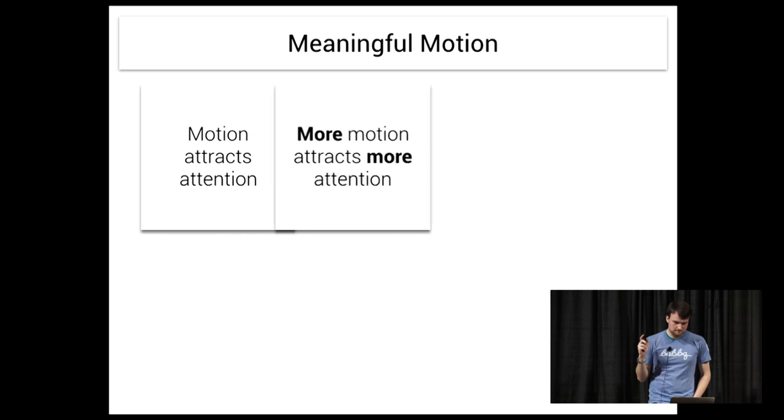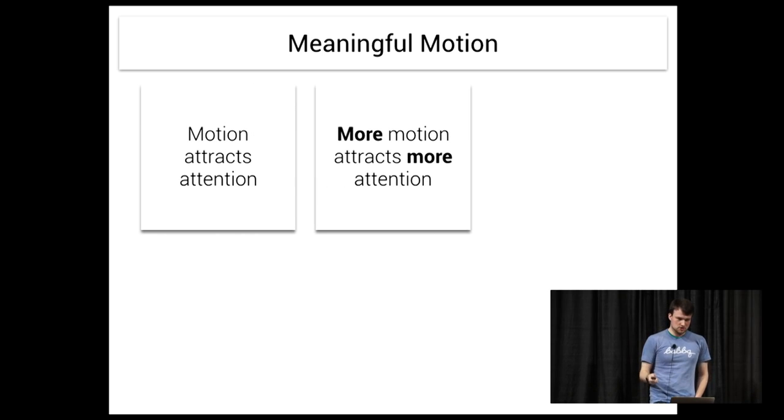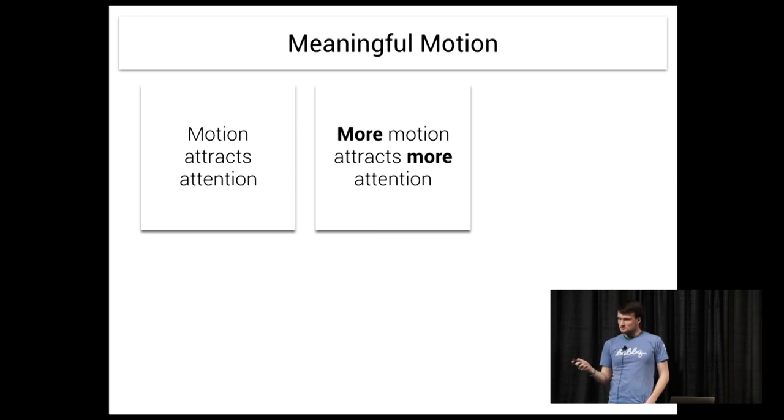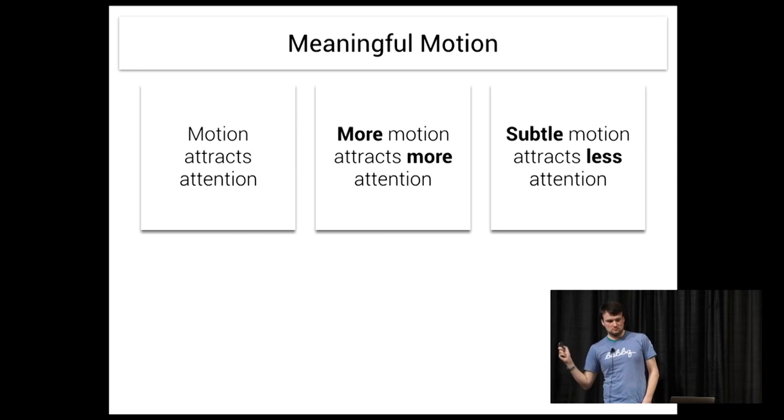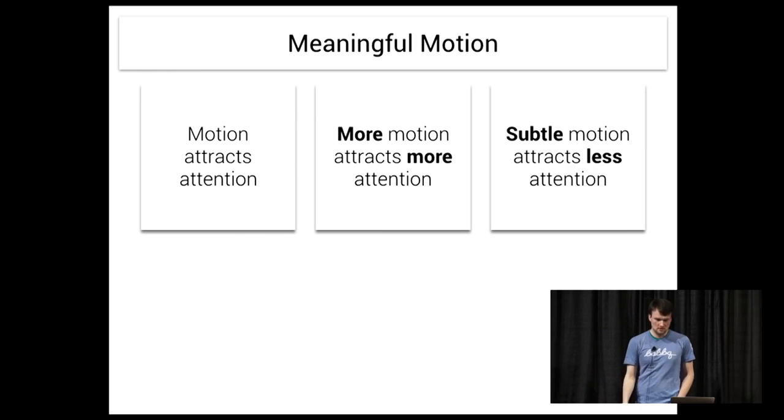All right. So, motion attracts attention. More motion attracts less attention. Subtle motion attracts less attention. So, if we don't want to attract attention to something on the screen, but we still want to move something on the screen, how do we do it? Well, we do it subtly.